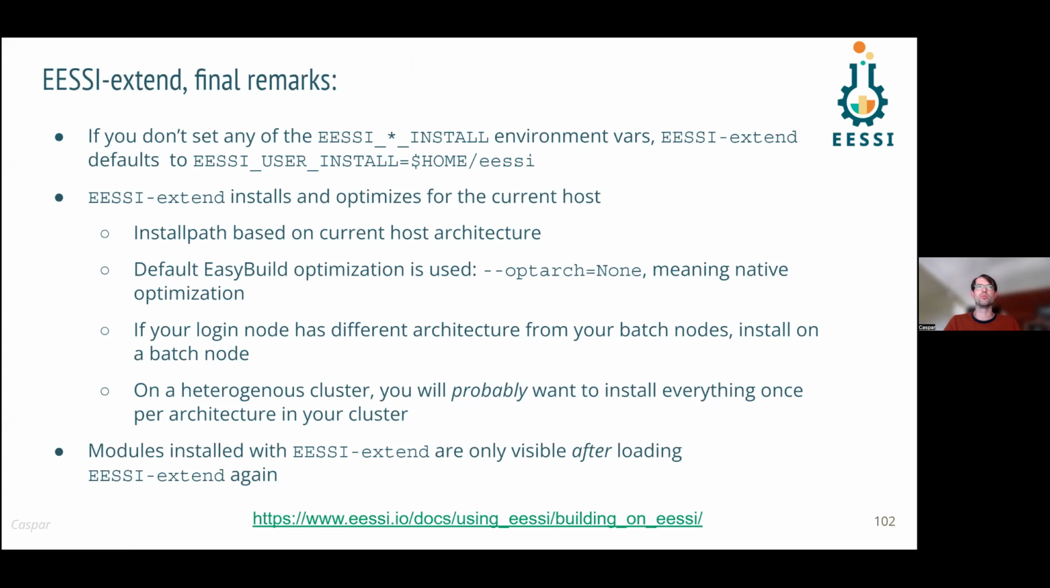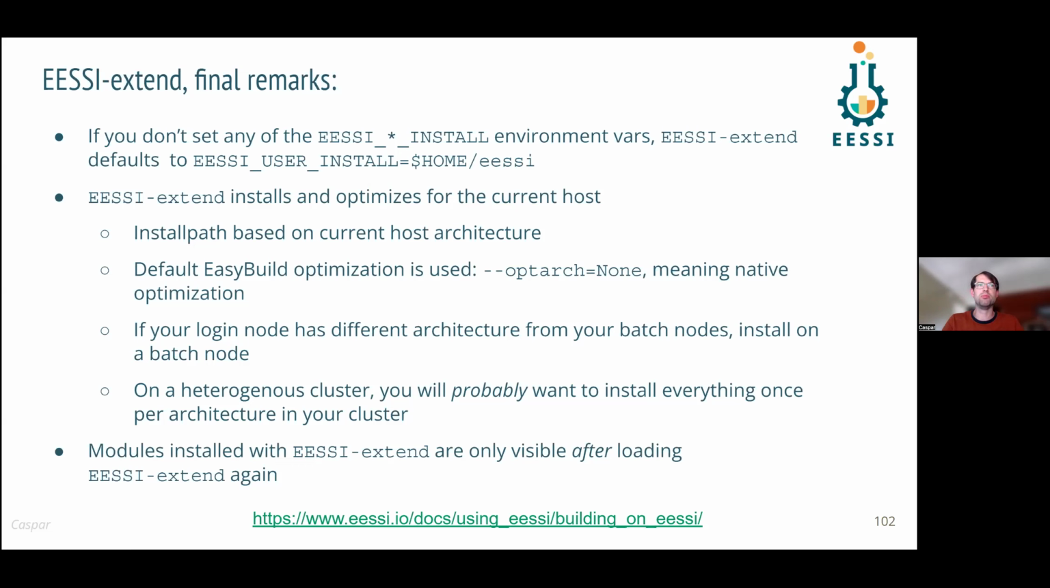And that also implies that if you have a login node that has a different architecture from your batch nodes, you need to run this on the batch nodes that you want to use the software on, right? So first create an allocation, then do your easy extend installation there on the batch node. If you have a heterogeneous cluster with multiple architectures, you might actually want to repeat this process multiple times so that you have a copy of that software optimized for every architecture in your cluster.